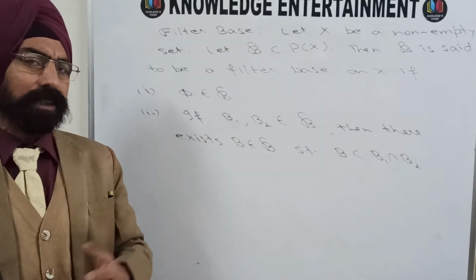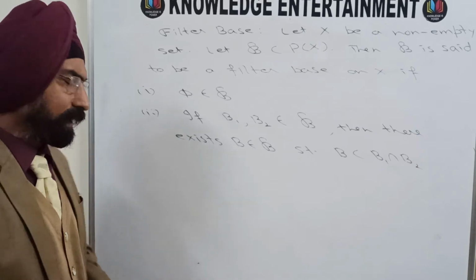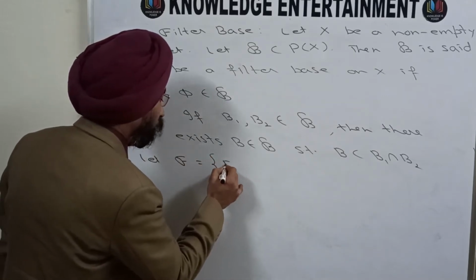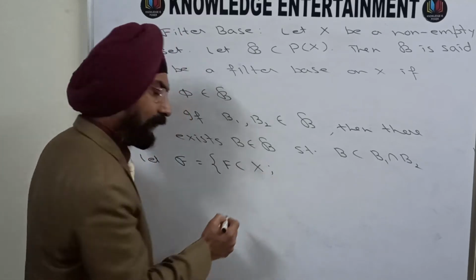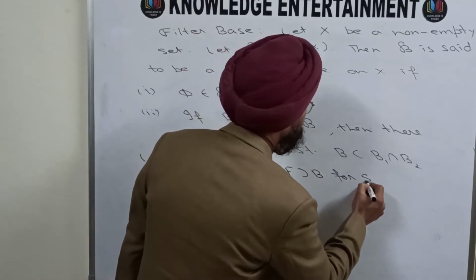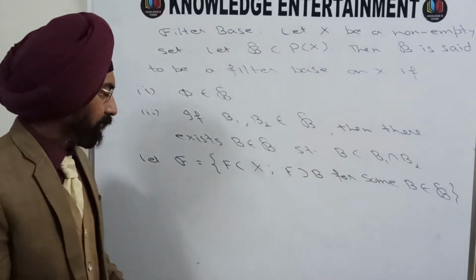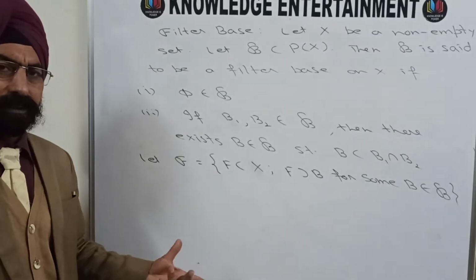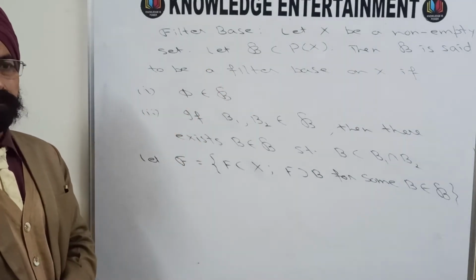If there is a filter base, then there should be a filter generated by this filter base. And yes, there is a filter generated by a filter base. Let F be the collection of all those subsets of X such that F contains B for some B belonging to the filter base. Then this collection becomes a filter, and we will prove later on that this is a filter. And this filter is called the filter generated by B.